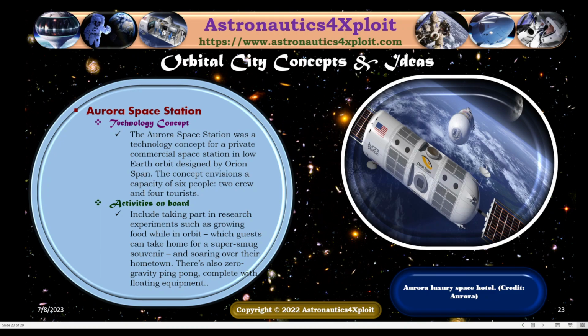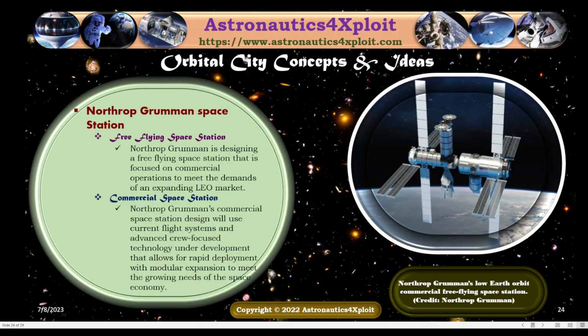Aurora Space Station is another concept. It was a technology concept for a private commercial space station in low Earth orbit, designed by Orion Span. The concept envisions a capacity of 6 people, 2 crew and 4 tourists. It includes taking part in research experiments, such as growing food while in orbit, which guests can take home as a super small souvenir, and swimming over their own turn. There is also zero gravity ping pong, complete with floating equipment. Aurora Luxury Space Hotel is shown in this picture.